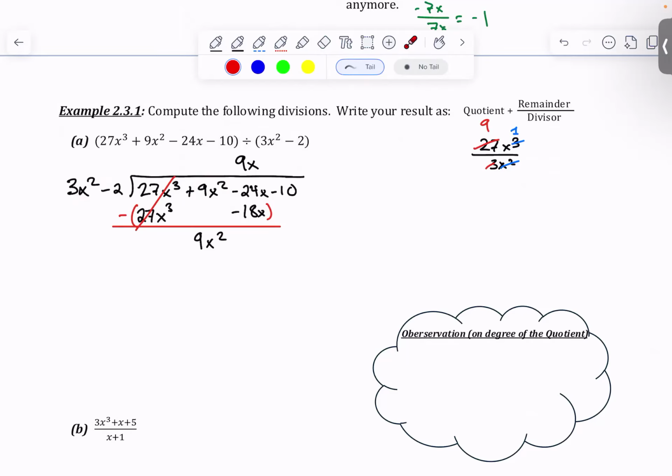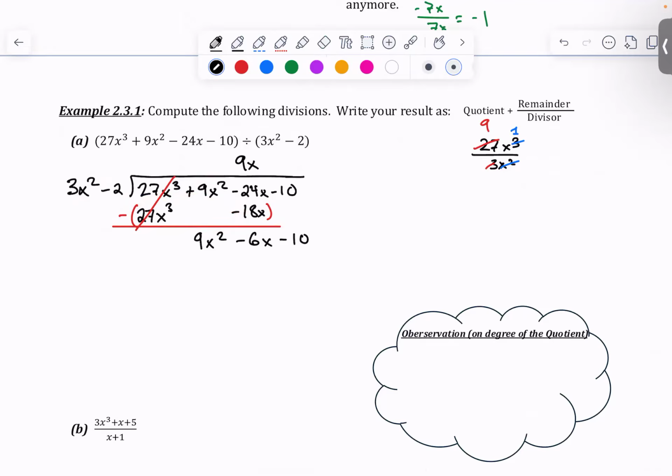Negative 6. So remember, this minus sign, the reason why I've written it in red is to remind myself that this gets distributed into both. So this now becomes a plus. So it's negative 24x plus 18x, which leaves you with negative 6x. And then bring down the minus 10.